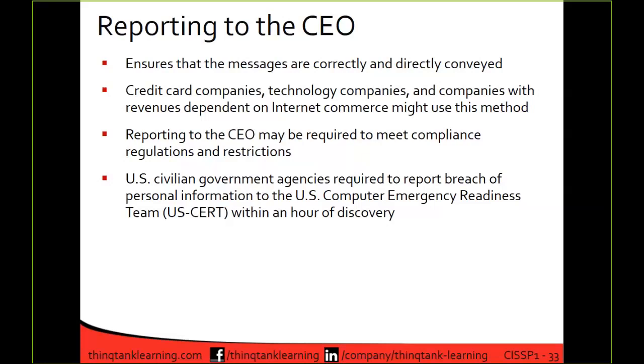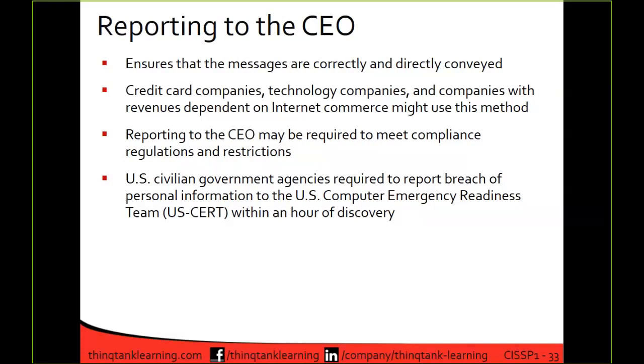Reporting to the CEO may be required to meet compliance. Actually, that's very true. Some compliance organizations require that direct interaction between the information security professional and the CEO. So there's direct accountability, right? And by the way, that CEO component could be the CEO, it could be a board of directors, it could be shareholders, it could be the 4-star general, right? It just depends on who the chief is.